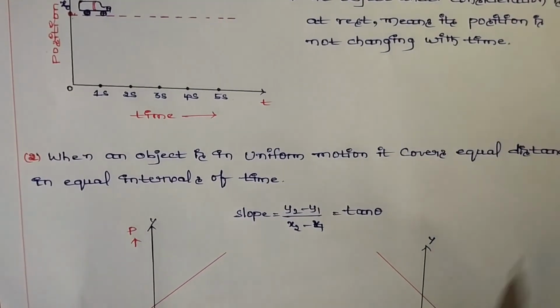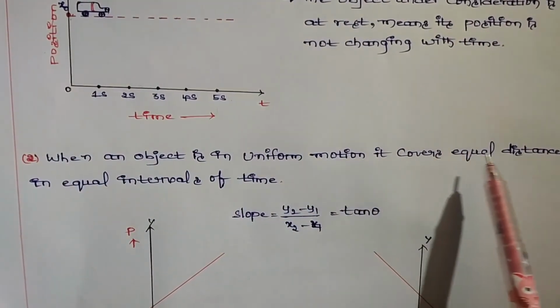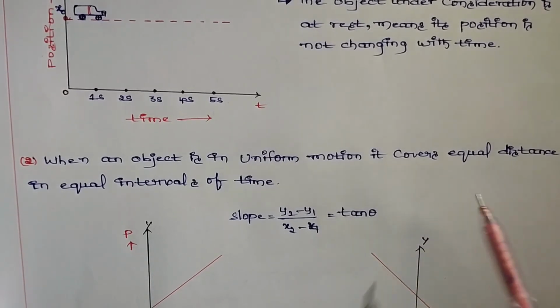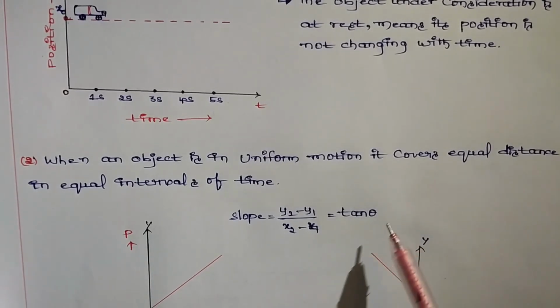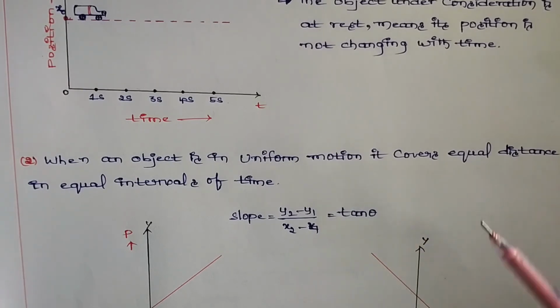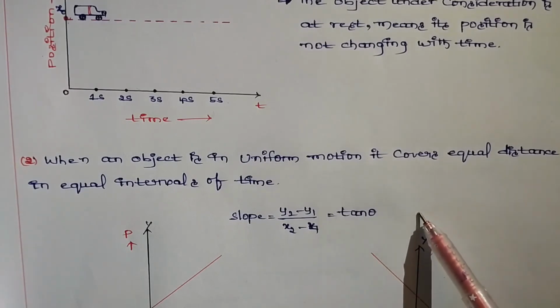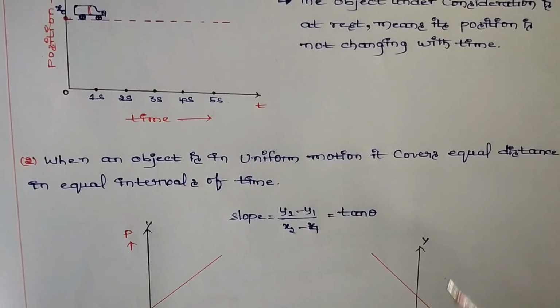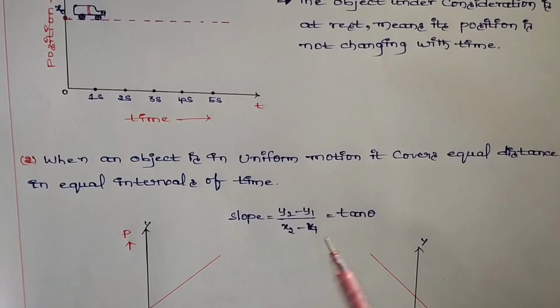When the object is in uniform motion, it covers equal distances. In the first example, I already said 200 kilometer per hour, or 200 meter per second, for each hour. The velocity is constant, 200 kilometer per hour. Then we can say that the velocity is constant, which is nothing but uniform motion.